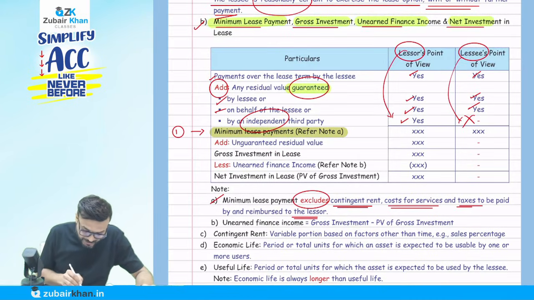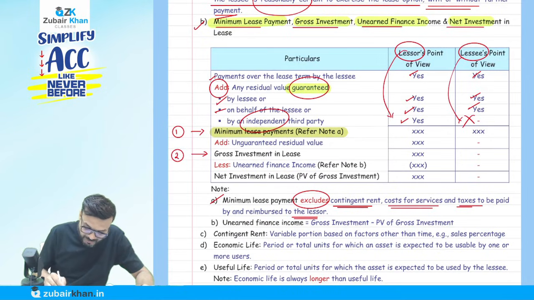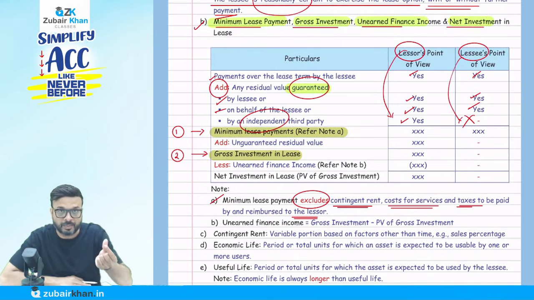So when I add the unguaranteed residual value, we call that the gross investment. The second term that you have learned here, what does it mean? The gross investment. So in the minimum lease payment, when we add the unguaranteed residual value, we call it the gross investment. But remember, the lessee is not giving us the payment today. He is going to pay us over a period of 5 years. Suppose he is going to pay us for the next 5 years.